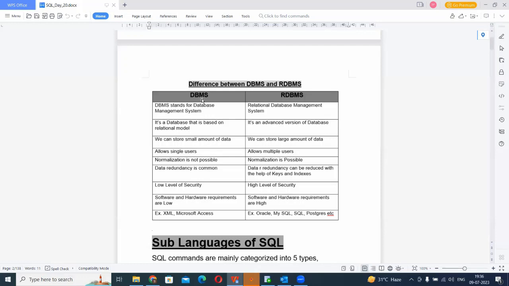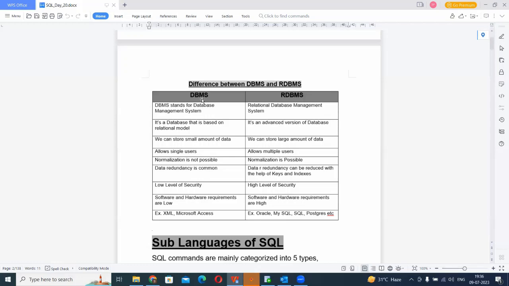If it is DBMS, first I need to open, then you need to open. Both of us can't open it at the same time. But that is not the case with RDBMS. It supports multiple users. You can open at the same time, I can open at the same time. Many people, millions of users can use it at the same time.